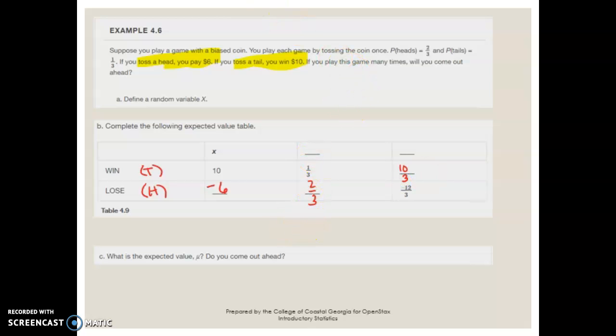And the other one was 6 times 2/3, which gave you a negative 12/3. So what you end up with when you add them together, 10/3 minus 12/3, is negative 2/3. No, you do not come out ahead. You come out with a loss every time.